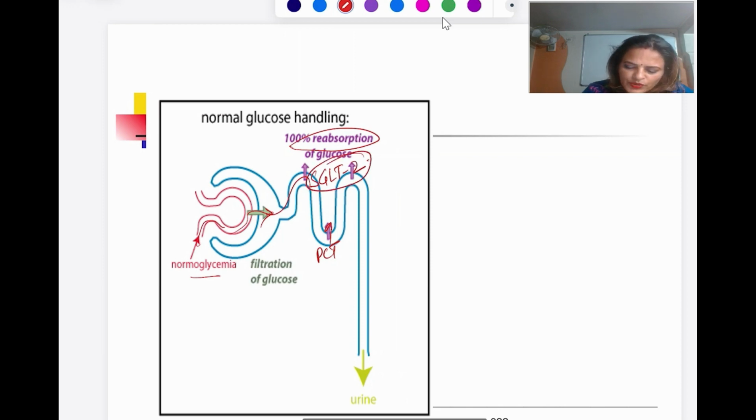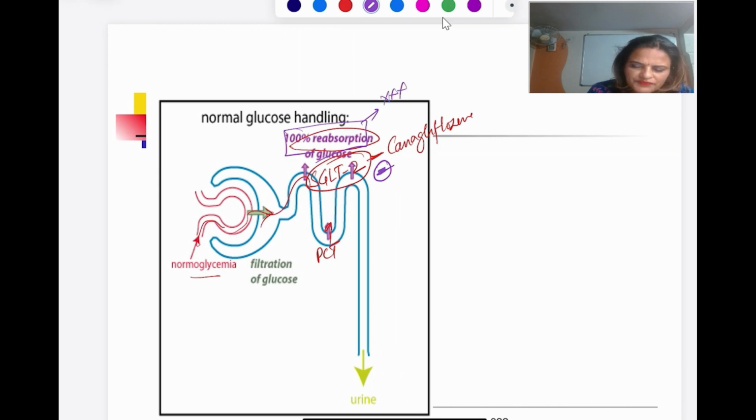Now if you are going to give canagliflozin, then what will happen? This is going to inhibit this SGLT2. Then what will happen? This reabsorption of the glucose, it will not happen.